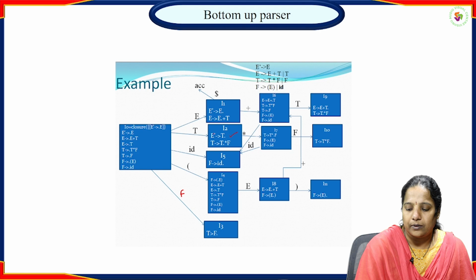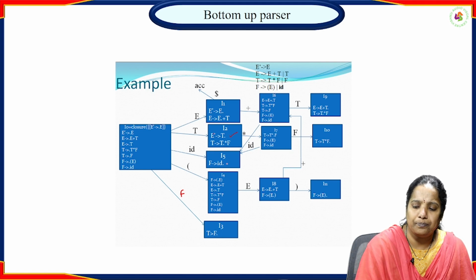Then go for I3. I3 we are having reduced production. No more transitions are possible to find on I3. Go for I5. I5 also same thing. Already it is reduced production. Dot is there at the extreme right end. No more new transitions will be added for this item.